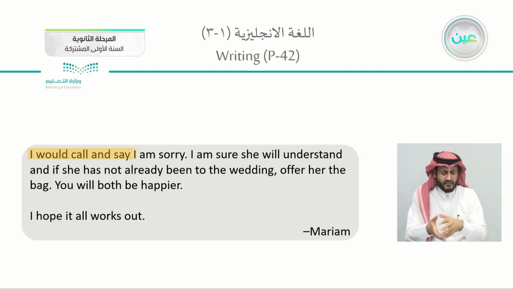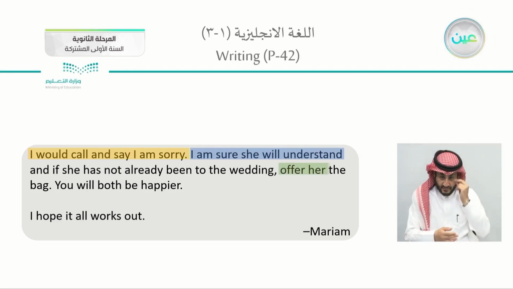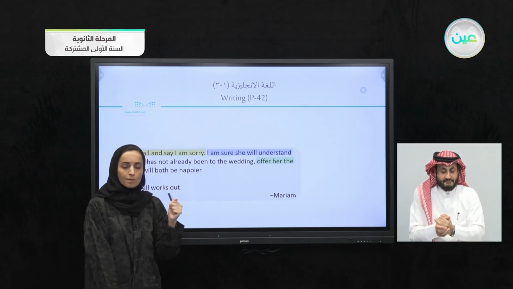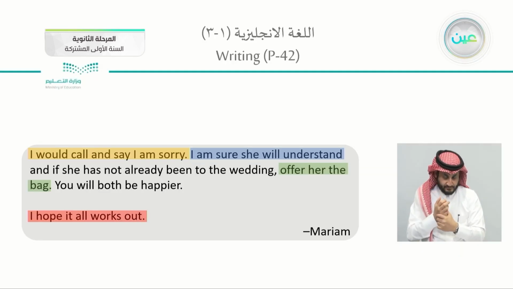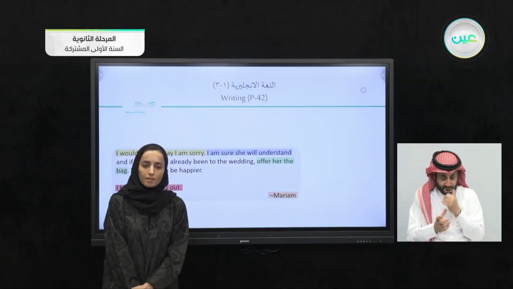By the very end, she said, I would call and say I'm sorry. If I were you, I would do so. I am sure she will understand, so don't worry, just do it. And one more thing, offer her the handbag. Just justifying, we're having this time Miriam's point of view. Just do these things, they will be helpful. And by the end, a polite closing: I hope it all works out. And she had written her name by the very end, which is Miriam. She can write her name, maybe the column writer, Miriam, or whoever.